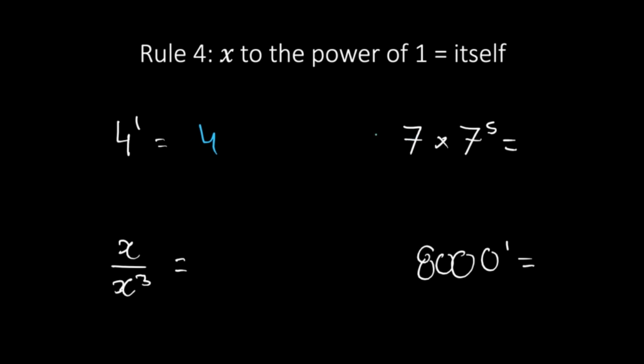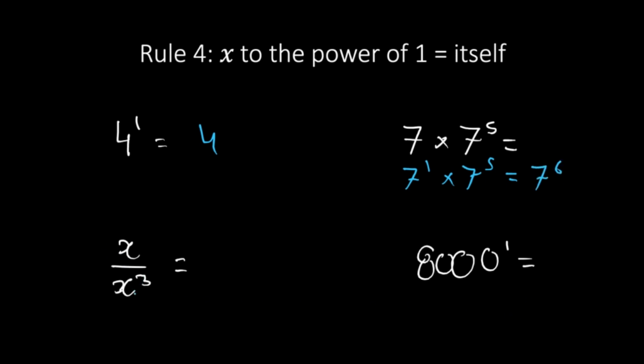7, which is 7 to the power of 1, like I said before. Okay, you just don't see it. You don't write it down because you know it means to the power of 1. So 7 to the power of 1 times 7 to the power of 5. You just add the powers, and that will give you 7 to the power of 6.